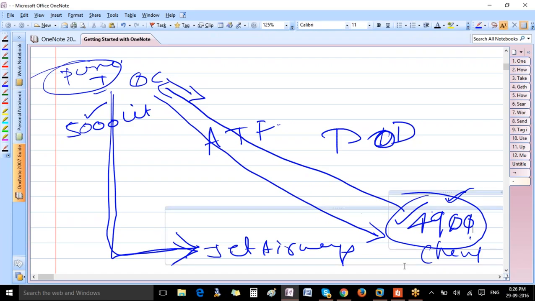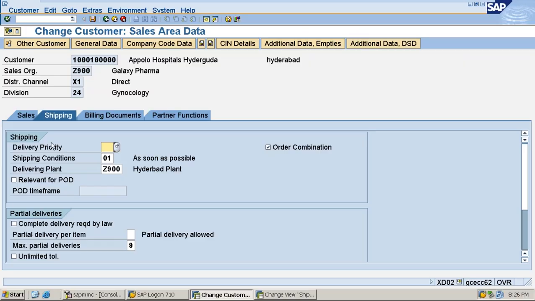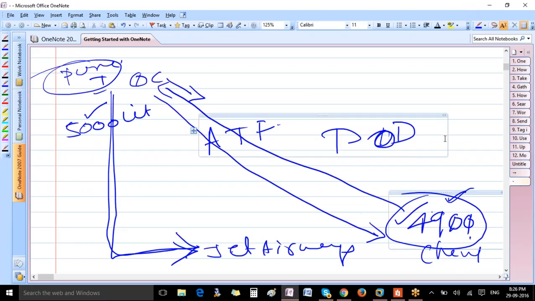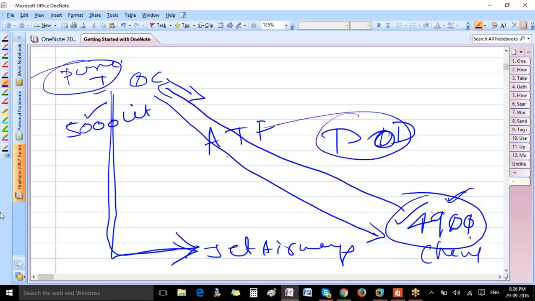So if this particular customer is relevant for POD, you will activate this. When you activate relevant for POD, the system will not allow you to raise an invoice to the customer until he sends a POD to you. Unless the company receives the POD, the system will not allow you to raise an invoice. What if, even after 1 month, the customer is not sending you the POD?